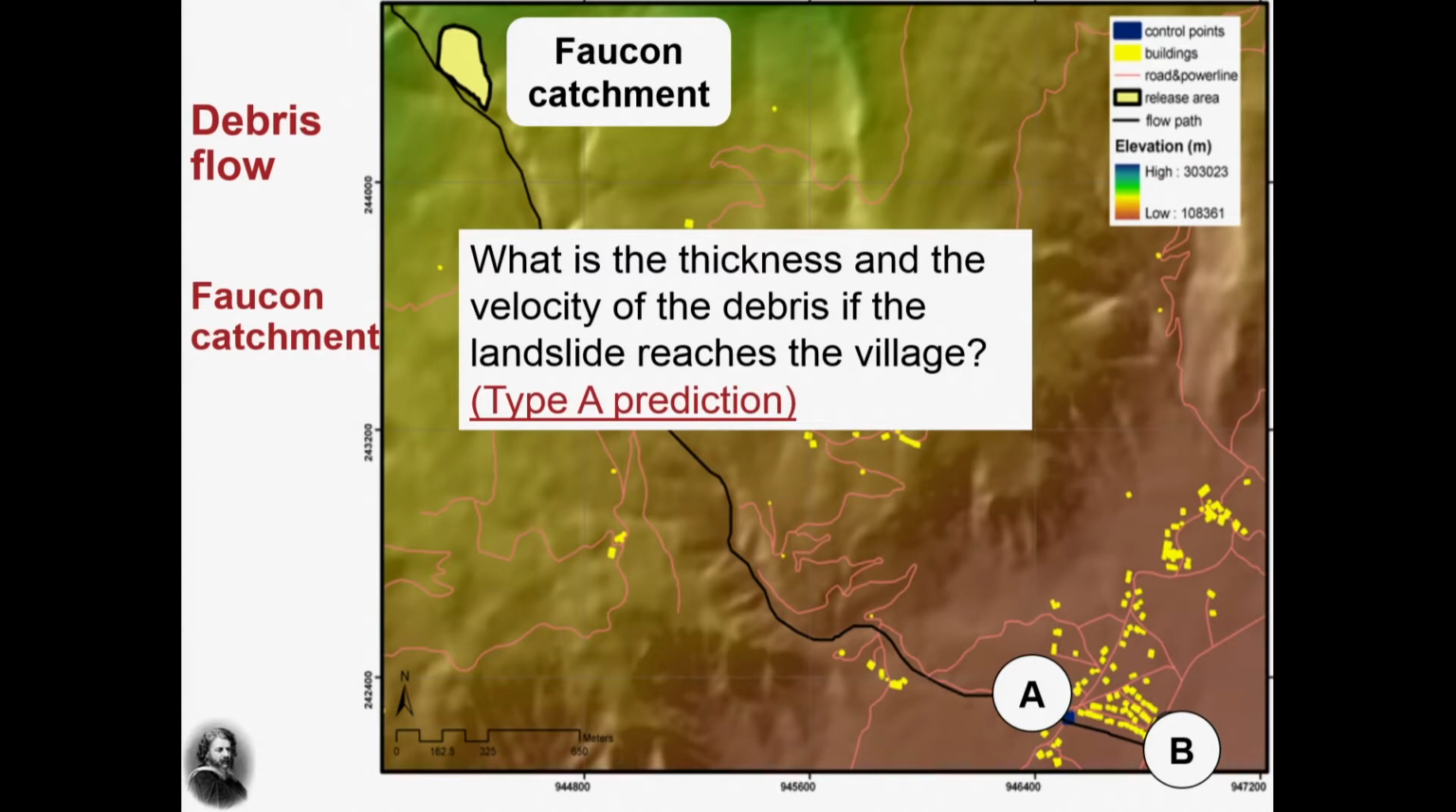Fortunately, we had 2 measurement points in A and in B, but we had to make a type A prediction. And in this case, we use Monte Carlo simulation. Monte Carlo simulation is a very good method if you're trying to predict means and standard deviation, not to predict 10 to the minus 4 like we did for the piles before.